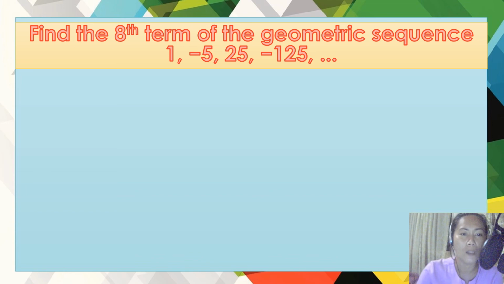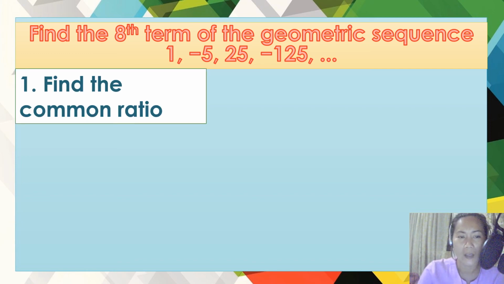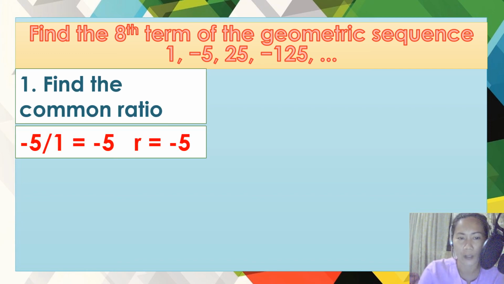Another example, find the eighth term of the geometric sequence 1, -5, 25, -125, and so on. Again, first find the common ratio. That is -5 divided by 1 equals -5. So the common ratio equals -5.